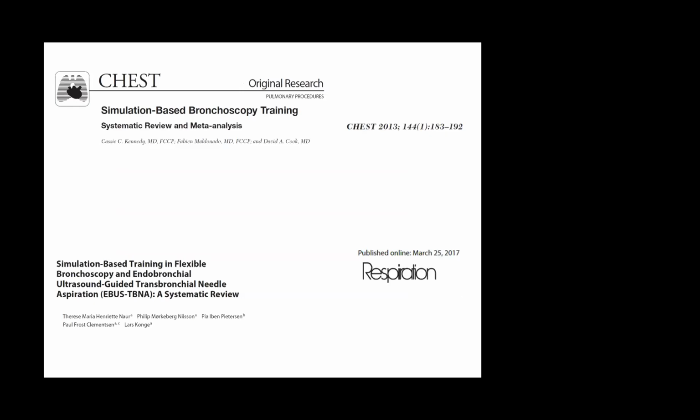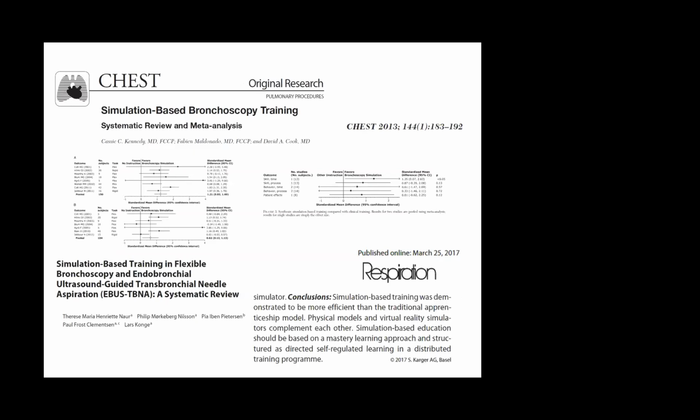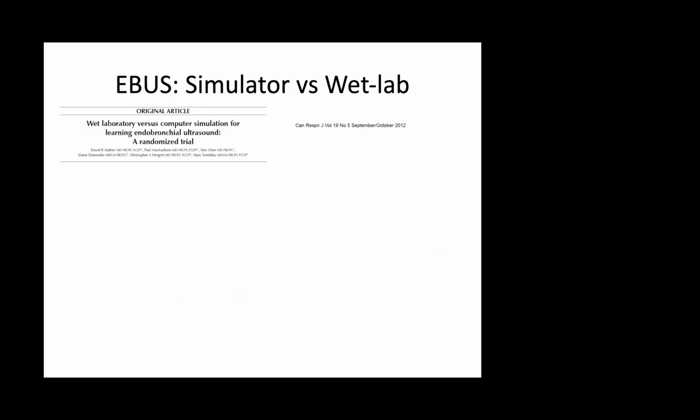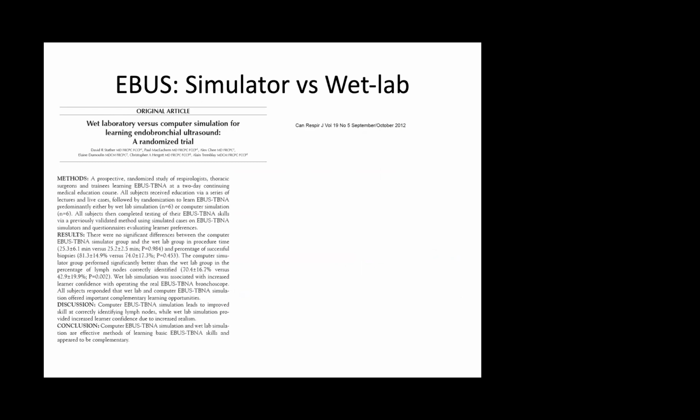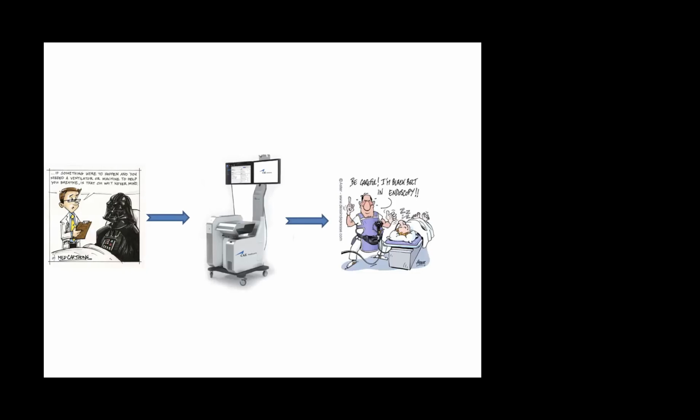Simulation-based training in bronchoscopy, there have been a few publications on EBUS and simulation-based training, and overall they do have better outcomes. You can't see the numbers here, but you know, better outcomes with simulation-based training. And wet laboratory versus simulator. As we said, wet laboratory using animal tissue gives you better tactile feedback. However, the high fidelity simulators give you better anatomy. That's the bottom line. So is it all about just training on a simulator? You go to the patient, before that you go on a simulator, you learn a certain amount of skills, and then you're ready to go.